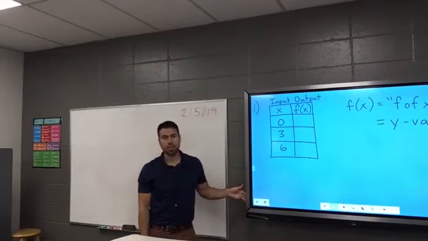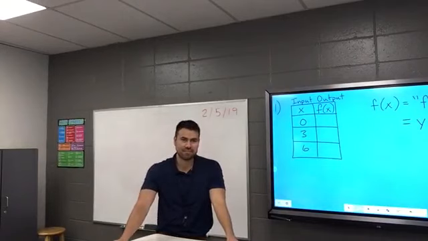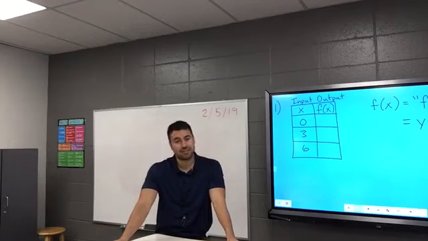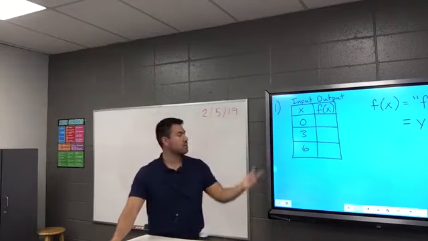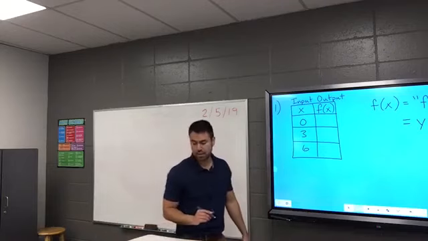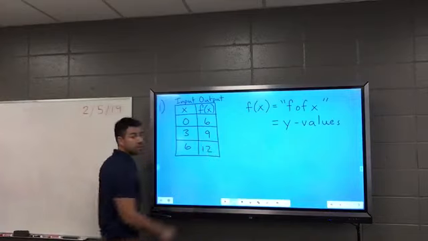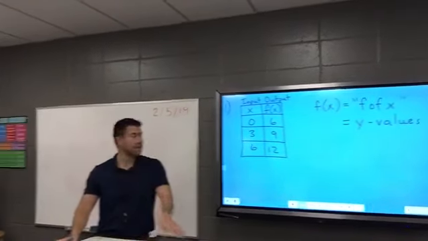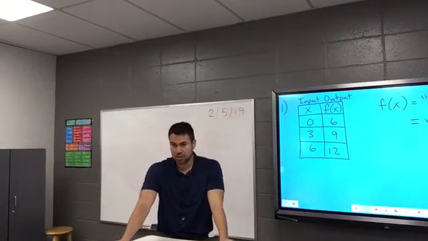Natalie, according to this function table, what is my domain? 0, 3, and 6. Good. All right. And then I'm going to put some values in the f of x column: 6, 9, and 12. Matthew, according to this function table, what is my range? 6, 9, and 12. In that order, right?